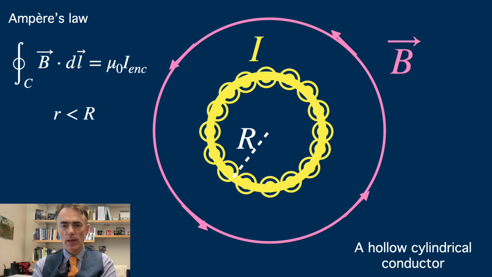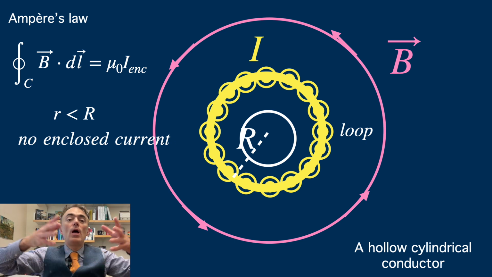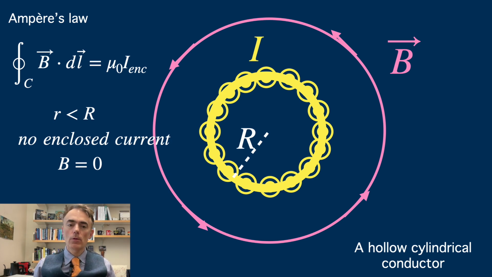In region 1, inside the hollow part of the conductor, there is no current enclosed by an Amperean loop with radius r smaller than capital R. By Ampere's law, the enclosed current is zero because all the current flows along the outer wall. Therefore, the magnetic field in this region is zero. So the closed integral of B dot dl, which is equal to mu naught I, is equal to zero because there is no I. So for r smaller than capital R, B is equal to zero.